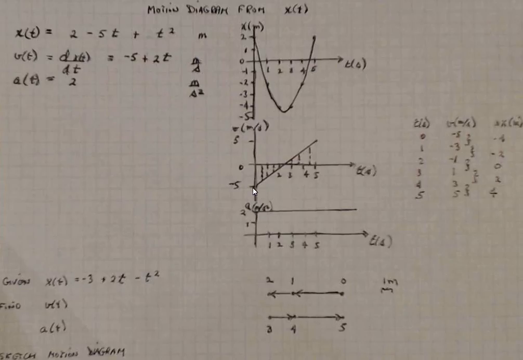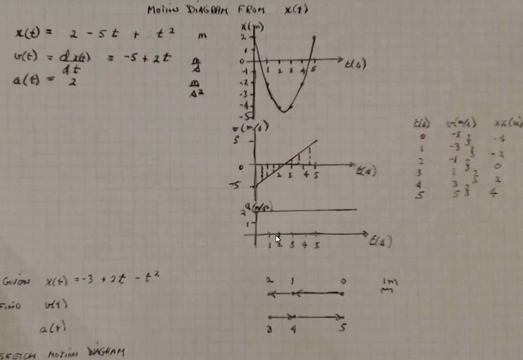So the velocity is negative from minus 5 to 2.5. That's easy to see in the v of t expression. And then for times greater than 2.5 seconds, the velocity is positive. In other words, the usual interpretation is that the object is moving to the right for times greater than 2.5, and it's moving to the left for times between 0 and 2.5 seconds, not including 2.5 seconds.